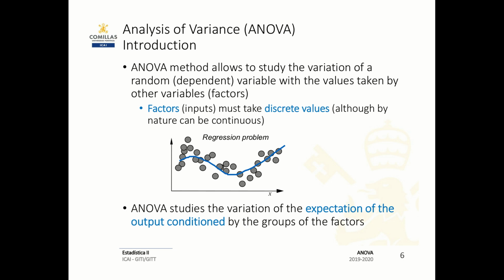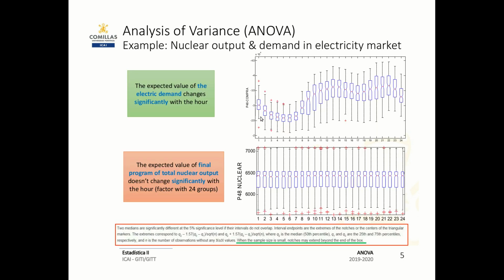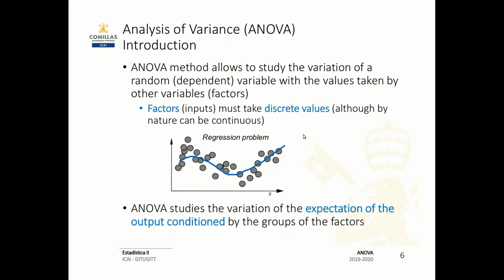So ANOVA is a regression problem in which the predictor variables must take discrete values, and they can be continuous by nature, but they have been discretized. For instance, here the time is continuous by nature, but it has been discretized into distinct values. Then ANOVA can be regarded as studying the variation of the expected output conditioned to the group of the factors, and we will see in more detail what this means.